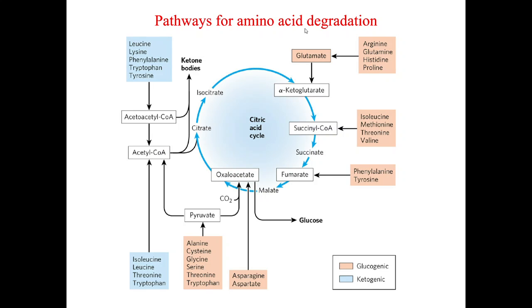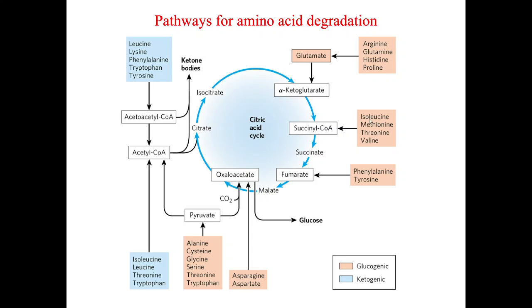Pathway for amino acid degradation. Arginine, glutamine, histidine, and proline can undergo conversion into glutamate. This glutamate can undergo conversion into alpha ketoglutarate. If you see, alpha ketoglutarate is a part of the TCA cycle. So all amino acids ultimately come into the TCA cycle, their carbon skeletons.